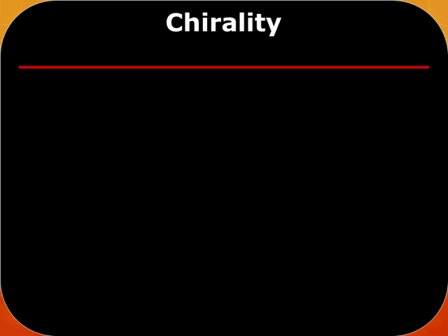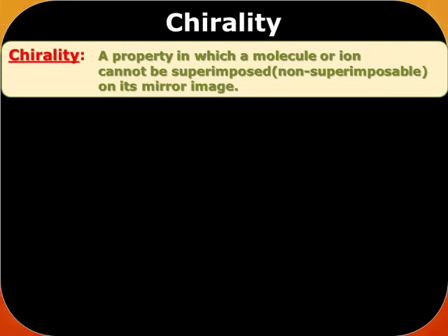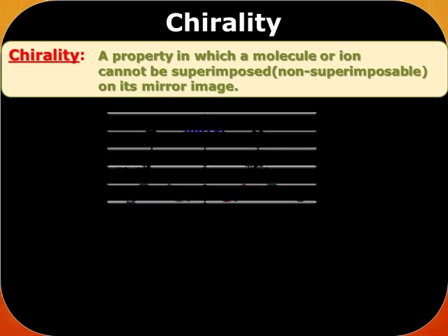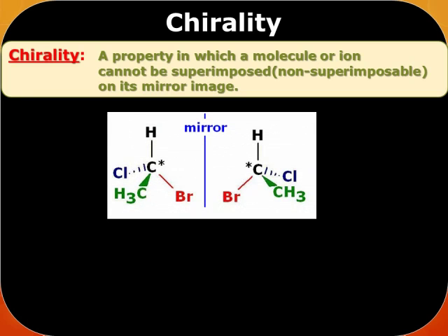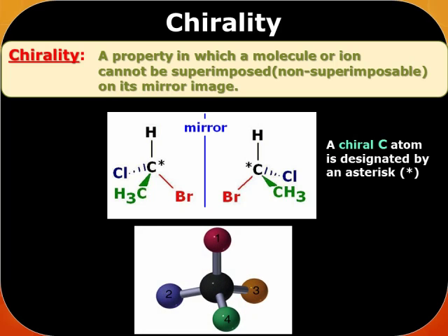Let's learn more about chirality. As you already know the definition, it's a property in which a molecule or ion cannot be superimposed on its mirror image. Right. Here is a compound and its mirror image. As you know, the central carbons are denoted with an asterisk. Right. A chiral carbon atom is designated by an asterisk. Right. And both are isomers. Why? Because one is the mirror image of the other.